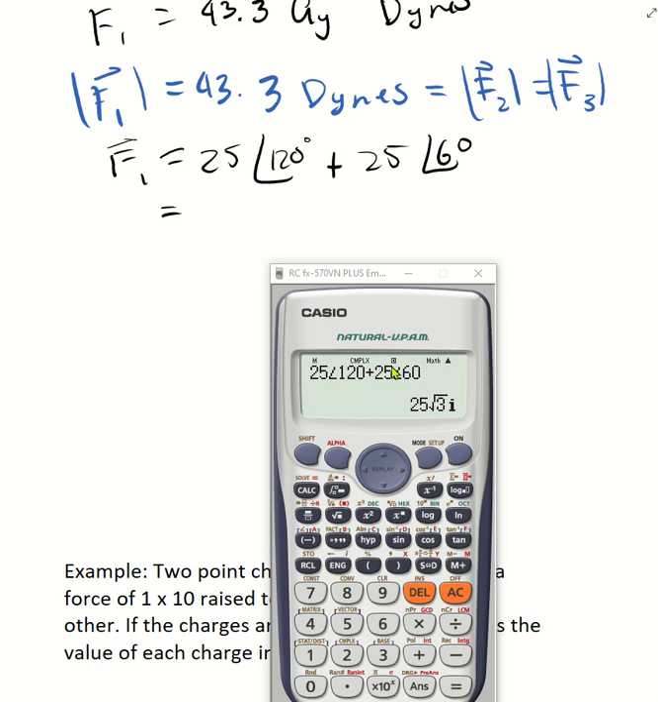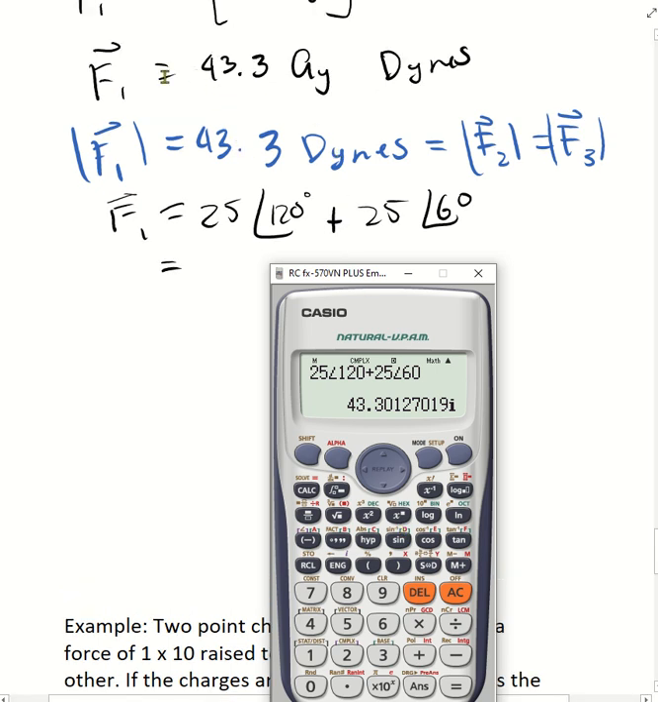Wait, the mode should be in degree mode, not radian mode, because I use 120 degrees and 60 degrees. Now, if you look at this one, shift, so it's 43.3 something, in the y direction, that's equal to 90 degrees upward. So you can do that, and you will also come up with 43.3. If you just want the magnitude, 43.3 dynes.